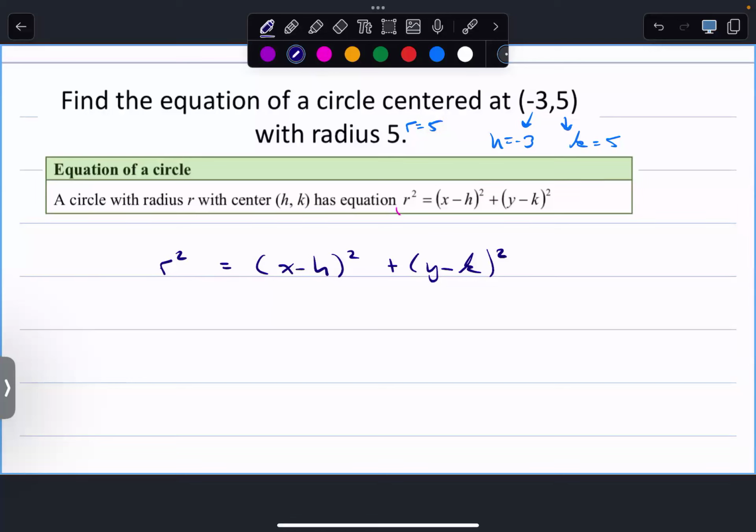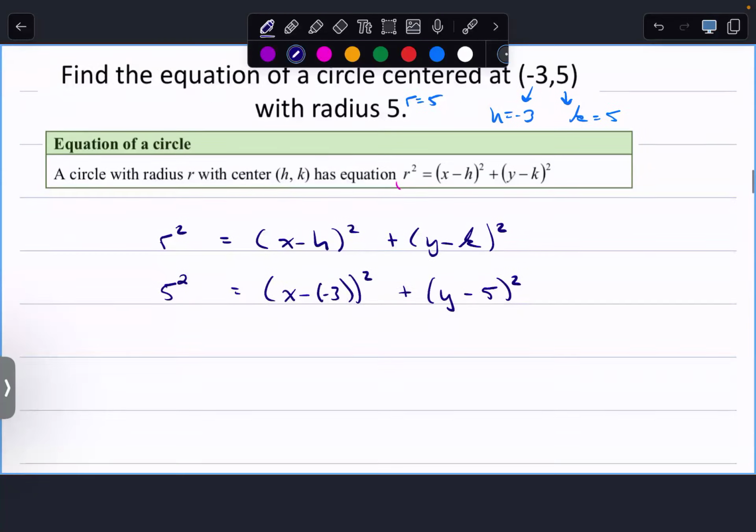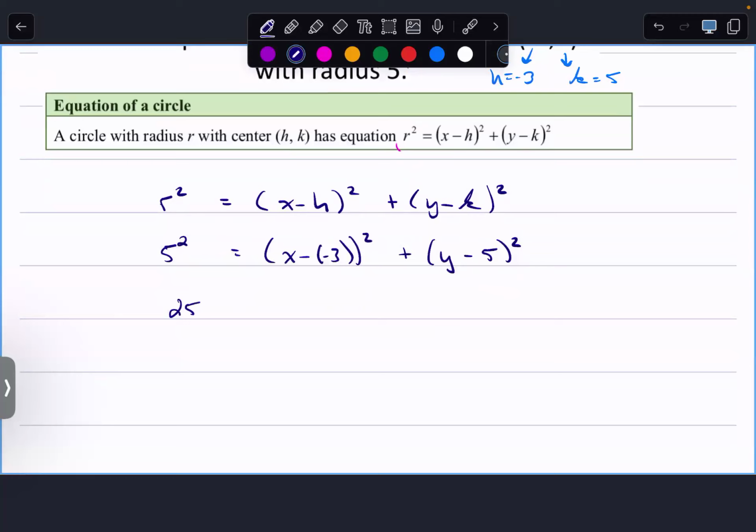Okay. So now I can plug in my values. I have R is 5, so 5 squared is X minus H, which we decided was -3, squared, plus Y minus K, which is 5 squared. Can simplify this. 5 squared is 25. Is X plus 3 squared plus Y minus 5 squared.